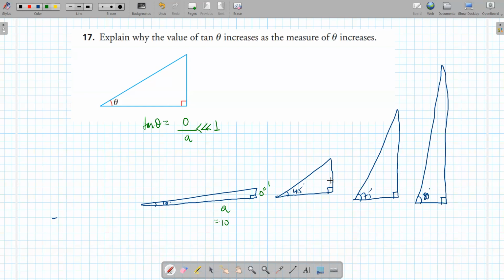Over here now, we have an isosceles triangle because we talked about this. 90 degrees, if that's 45, up here must be 45. That means this side length and this side length are exactly the same. So if this is 5, this must be 5. So now what's the ratio of tan theta?